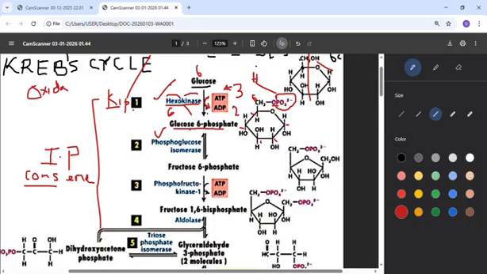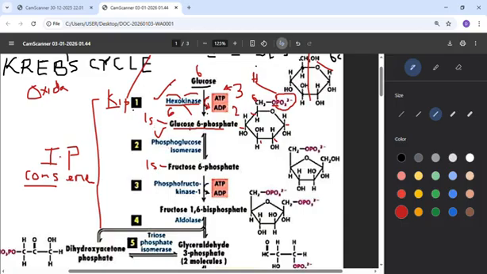This glucose 6-phosphate, as we move to the second phase, which is a reversible reaction, unlike the first one. So from glucose 6-phosphate, you get fructose 6-phosphate. What does that mean? Remember, glucose and fructose are isomers. And what is the meaning of isomer? Something that has the same molecular formula but a different structure.